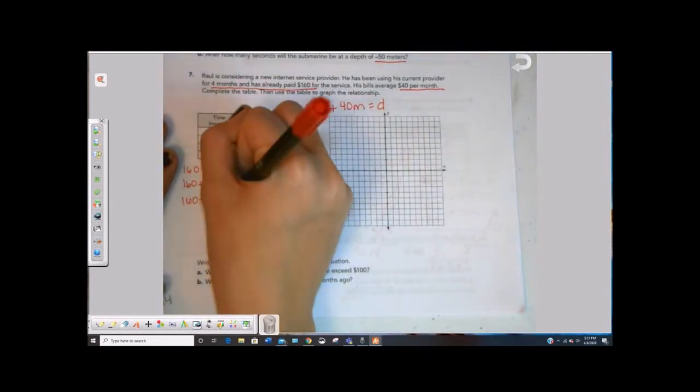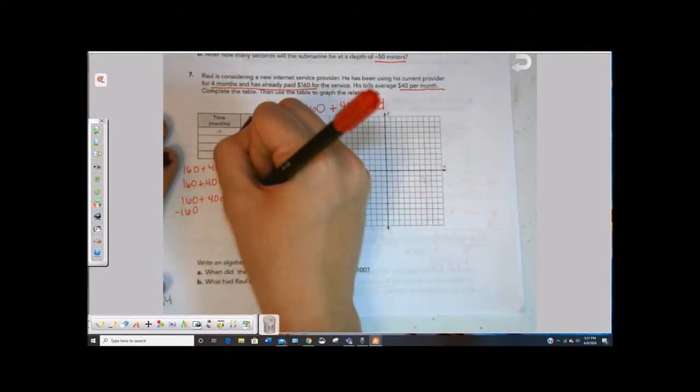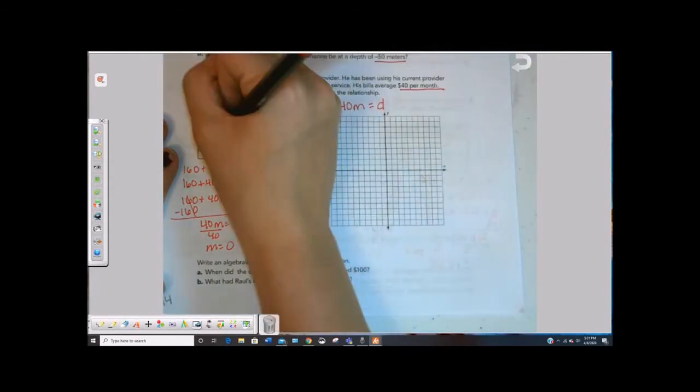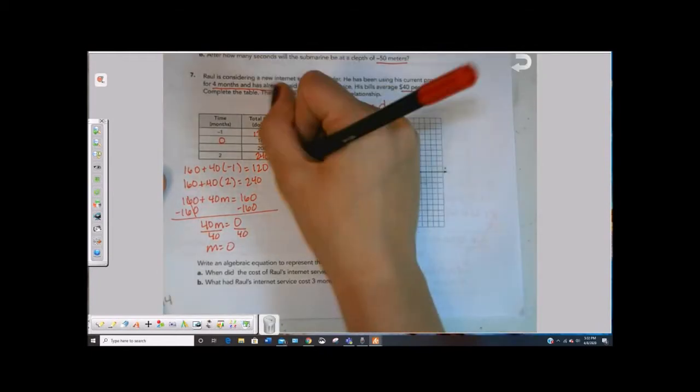Now when we have our dollar amount, we're trying to find our months. So I'm going to have 160 plus 40m equals 160. Subtract 160 first, and you're left with 40m equals 0. Divide by 40, m equals 0. So it's 0 months, and that makes sense because we started with $160.